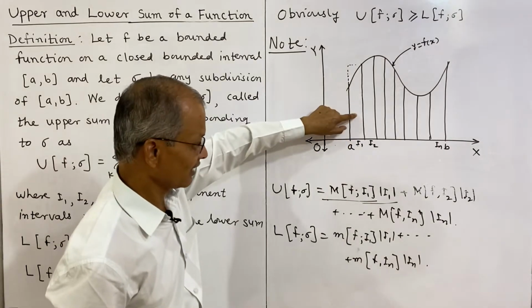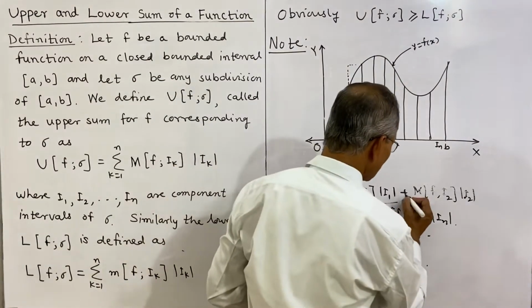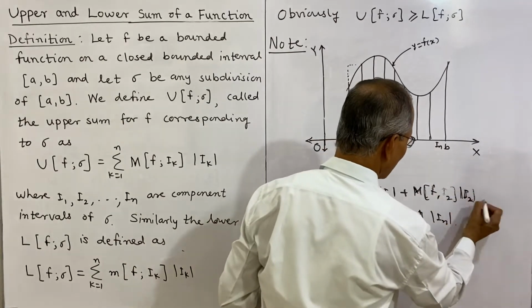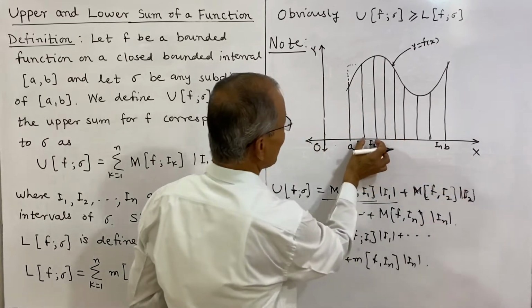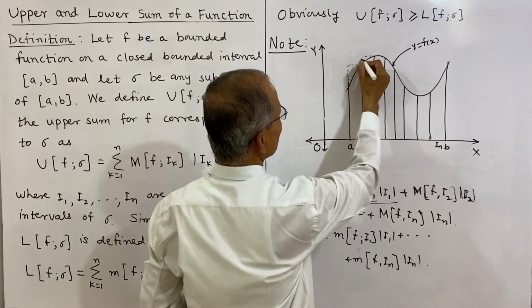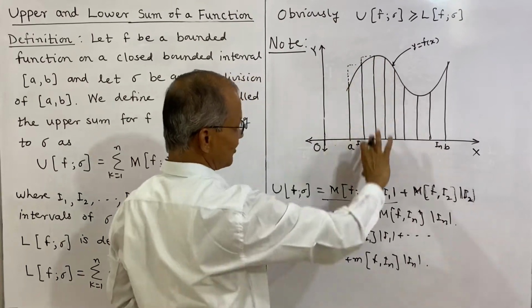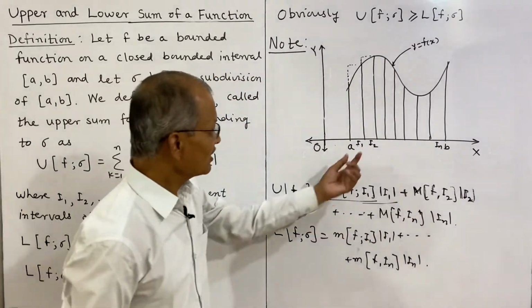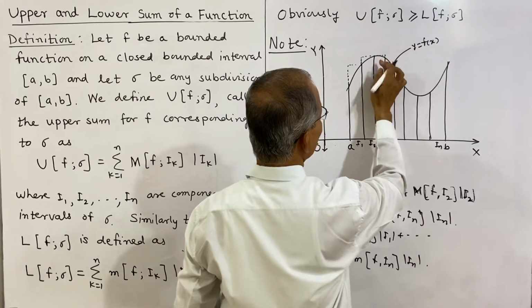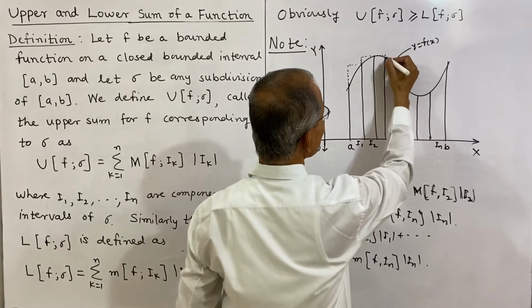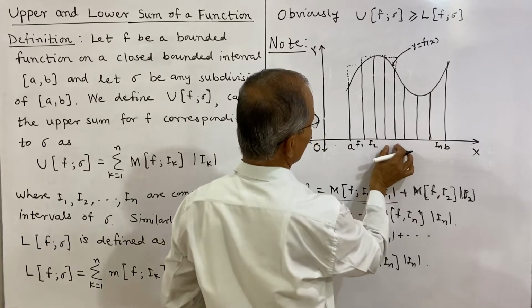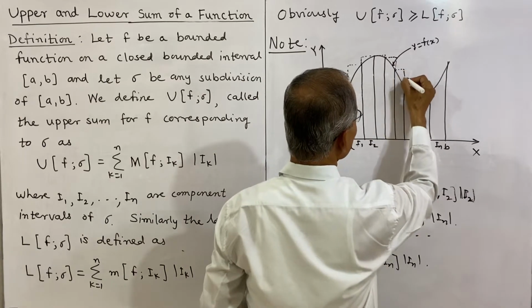Similarly, the second term is the maximum value of the function in I2 multiplied by the length of I2. Here again the function is increasing, and therefore this is the maximum value. Similarly, we can complete this rectangle here also. But here, in the interval I3, this is the maximum value because the function is decreasing.